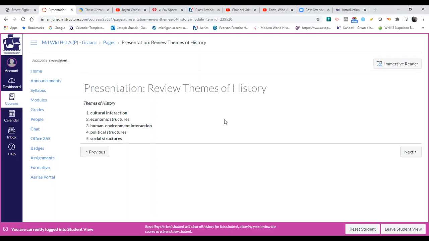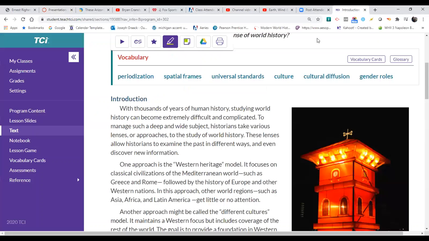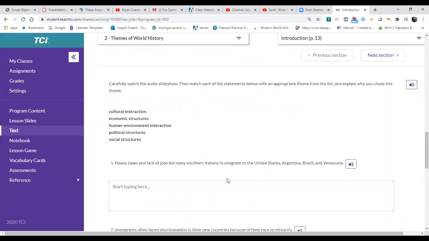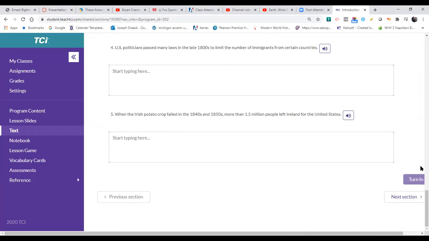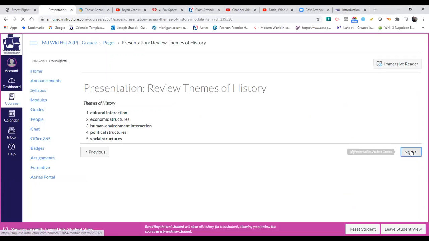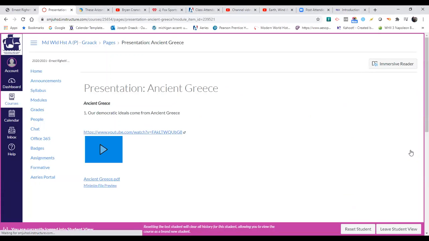That's what you were supposed to do as an assignment: categorize these 5 statements in TCI into which category they belong. These 5 sentences, categorize them there. That's what you were to turn in. That's still open if you haven't had a chance to do that or didn't finish.